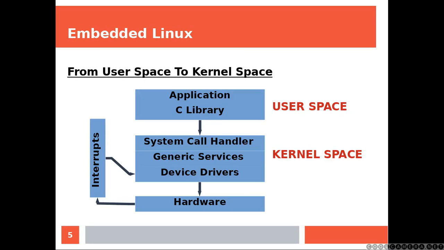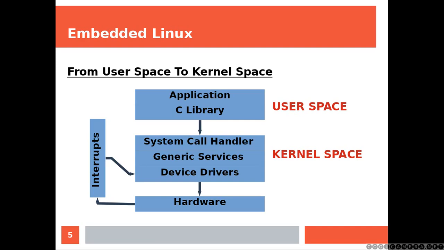So we have the application on top of everything, and then the C library. And then by using the C library, we can reach the system call handle. So as you can see, user space and kernel space. On the left, we have the interrupts. And you can see that the hardware can use the interrupts to talk to the level above.